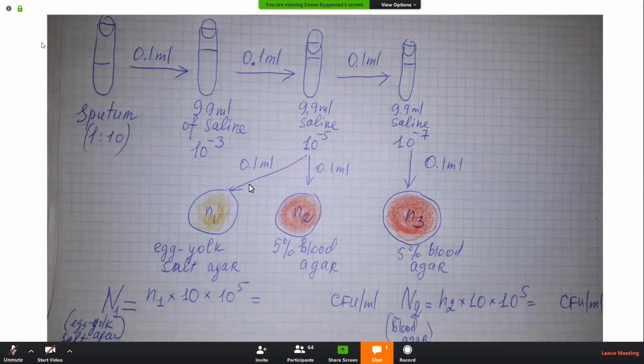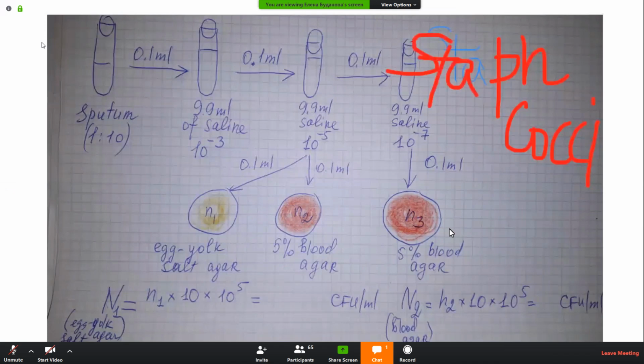It is inoculated with 0.1 milliliter. The same volume is brought to the plate with 5% blood agar, which is general purpose medium, and it helps to maintain the growth of many microbes, and it helps to see hemolytic bacteria with alpha, beta hemolysis. This is for Staphylococcus, Streptococcus, Pseudomonas, and so on, because it is not selective. And the same is done for the last dilution.